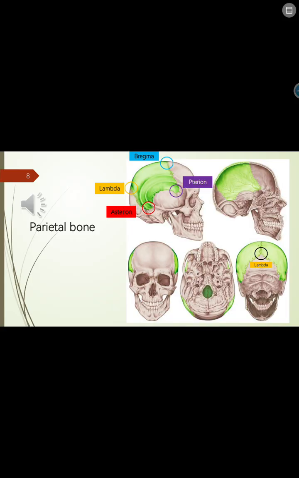In this picture, I show you the lambda, asterion, terion, and bregma points with different colors so that you can easily recognize them and understand them.